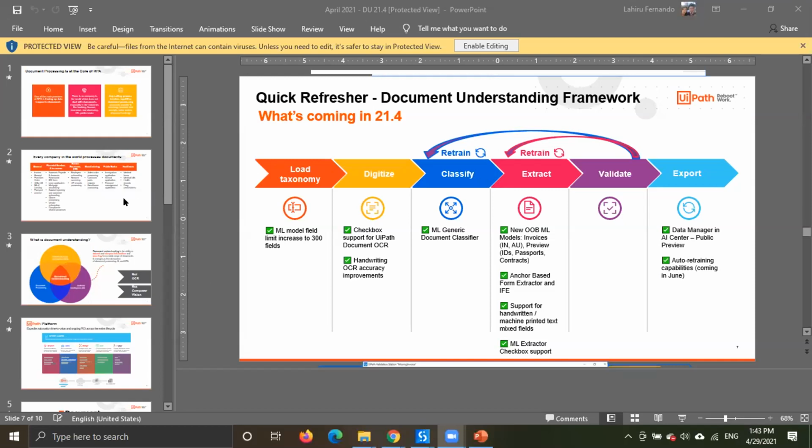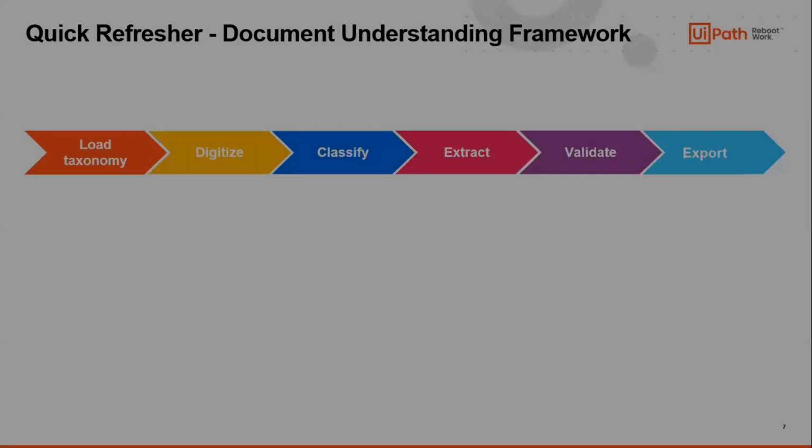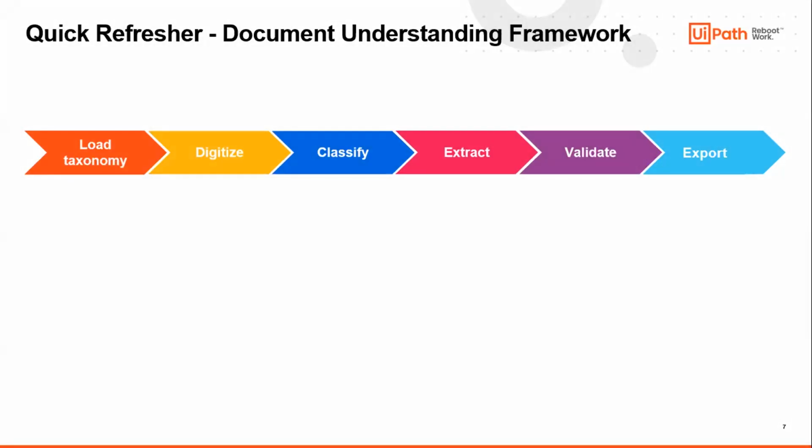So if we look at the framework, these are the sections we have: load taxonomy, digitize, classify, extract, validate, and export. In the first one, load taxonomy, we basically need to identify, for example, if we are working with an invoice, we need to tell this framework that these are the fields that we need to extract, and these are the data types. Creating that is what we call load taxonomy here.